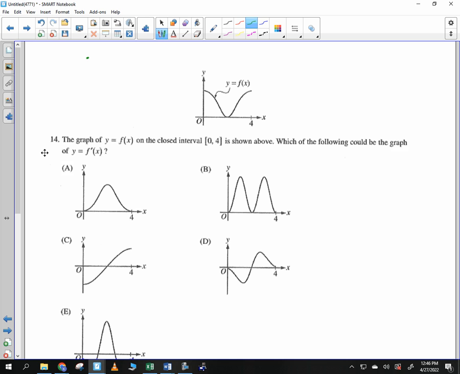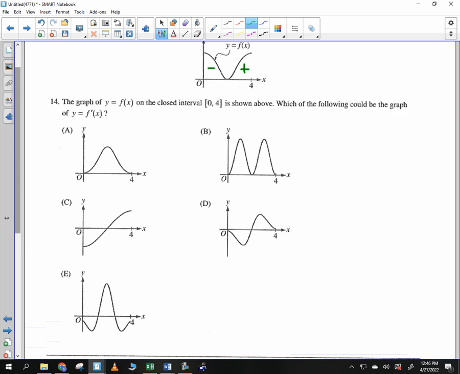Looking at graphs, interpreting the derivative or the function. Do they give you the derivative or the function? They give us the function, and they say which of the following could be the graph of f prime. So I'm noticing that from here to here, the derivative is negative, and from here to here, the derivative is positive. So I'm looking for something that's going to be below the x-axis, then above the x-axis. This is always above, so that's off. This is always above, so that's off. This one crosses once, so that's a possibility. This crosses twice, not a possibility. So these are my two candidates.